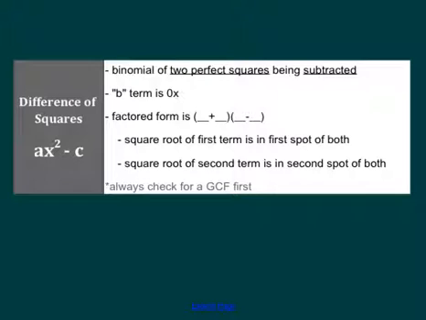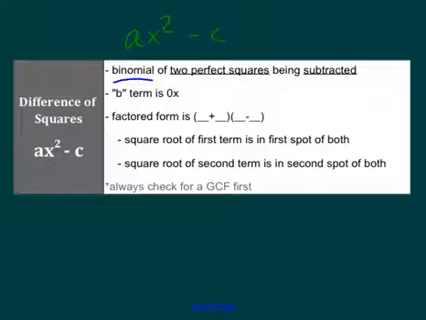So, here we go, Unit 4, Notes 4. Binomial, two perfect squares being subtracted. What that is, binomial, think of bicycle is 2. Let's try this again. A binomial is ax squared plus c, and it says being subtracted, so it should be minus c.